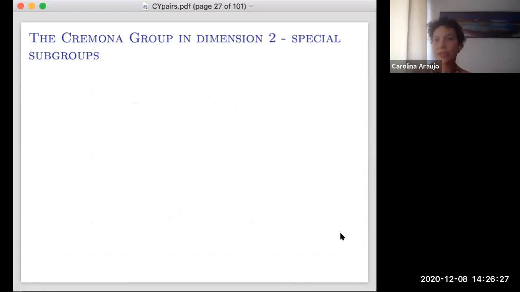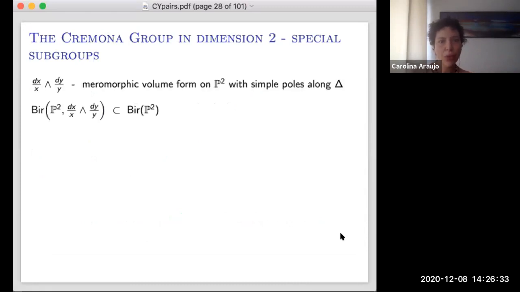Other types of results include describing some special subgroups of the Cremona group of the plane. And I would like to bring one example that is going to be relevant for what we are discussing, which is this characterization of what are called the symplectic Cremona transformations of the plane. So we fix the canonical meromorphic volume form on the torus, and we extend it to P2. And then it acquires a simple pole along the three coordinate lines. And we are interested in understanding the subgroup of the group of Cremona transformations which preserve this meromorphic volume form.